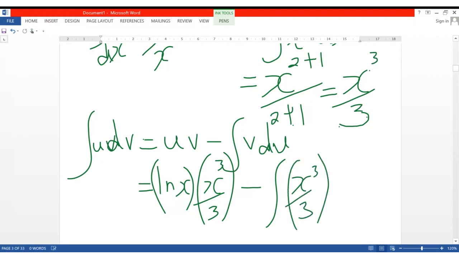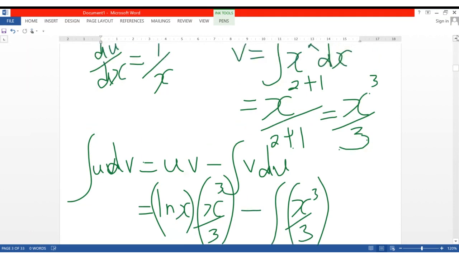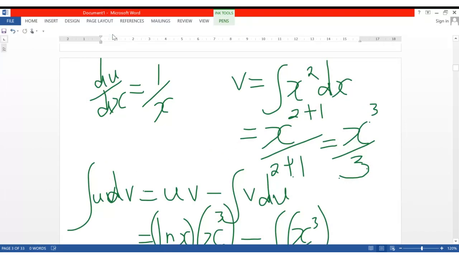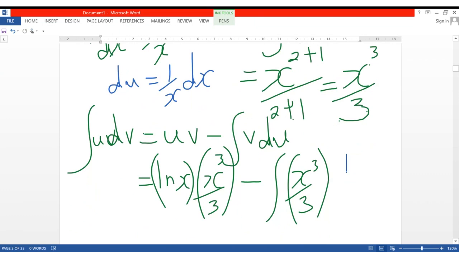And then my du, check my du. Make this one the subject of the formula here. What will I get? So here it means that du will be given by 1 over x dx. That's how we are getting. So du is given by 1 over x dx. So I'll have here 1 over x dx.